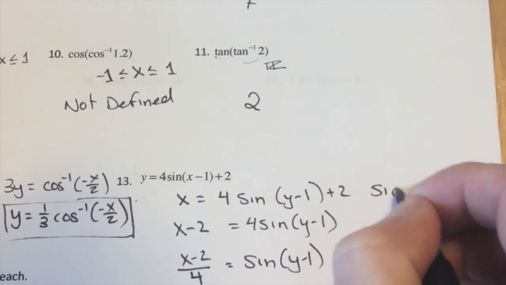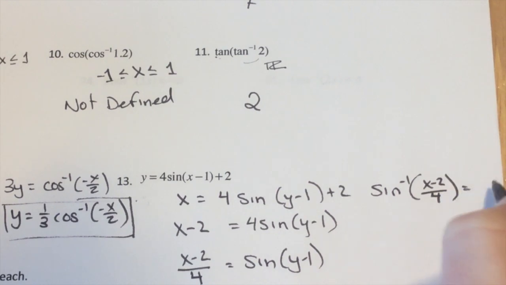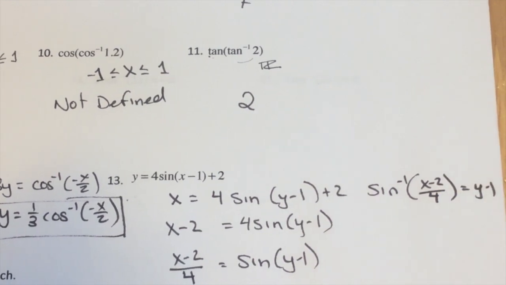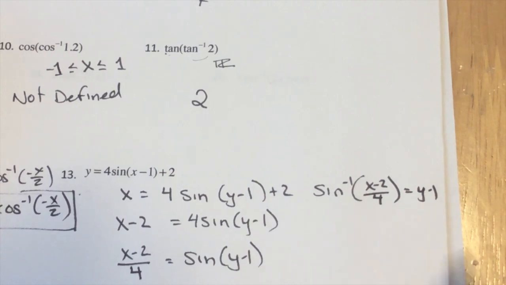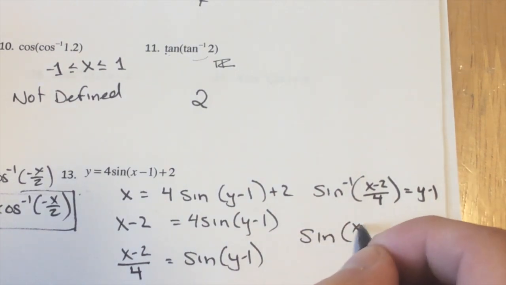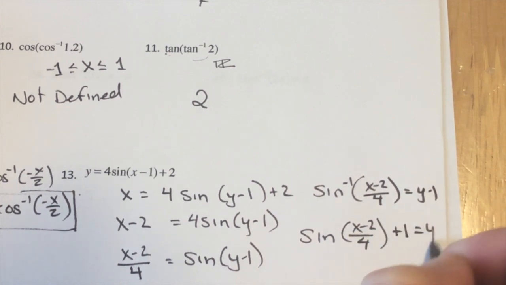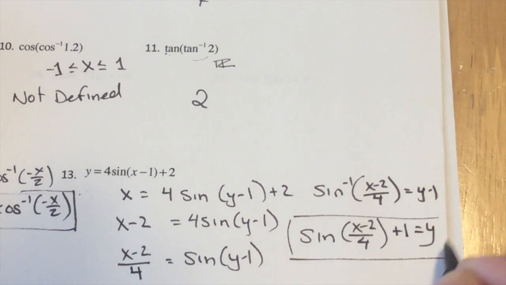Take the inverse of both sides. So I have the inverse sine of x minus 2 over 4 equals y minus 1. Let's get that on screen. And the last step, add 1. So I have the inverse sine of x minus 2 over 4 plus 1 equals y. There's my answer.